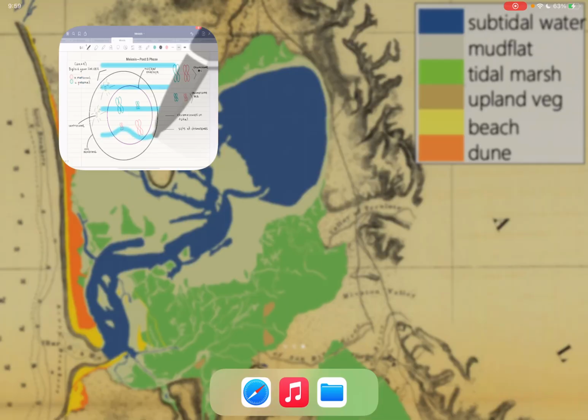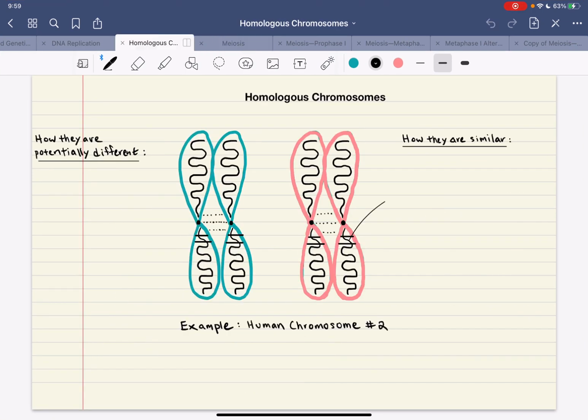So we're going to take a moment to describe the ways that the 2 chromosomes within a homologous pair are similar and also how they're different. So I'm going to make up an example here. I'm going to say we're talking about human chromosome number 2. We all have it. It's the second longest of our chromosomes, contains many genes. And we're going to start with how the 2 chromosomes within a homologous pair are similar.